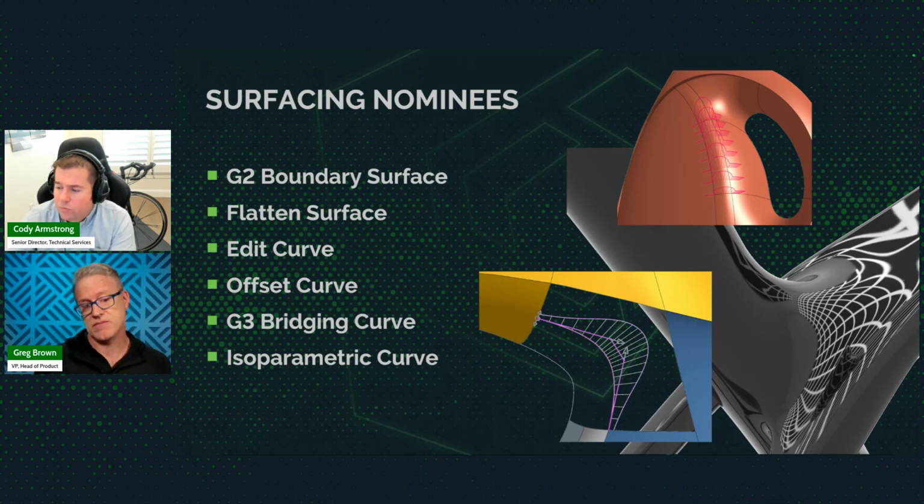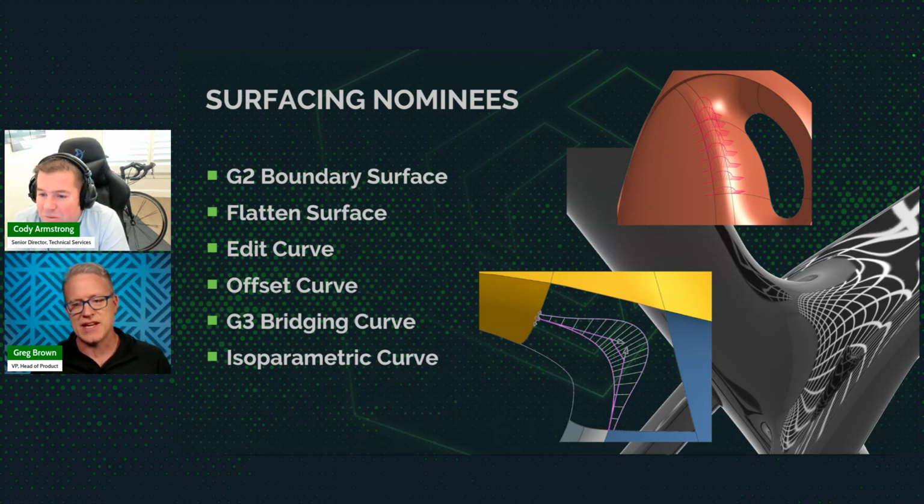as even, what's more than G2? Well, G3 is more than G2. G3 bridging curve adds another level of boundary condition control to make really, really smooth aesthetic curves. And I will demonstrate a few of those things.